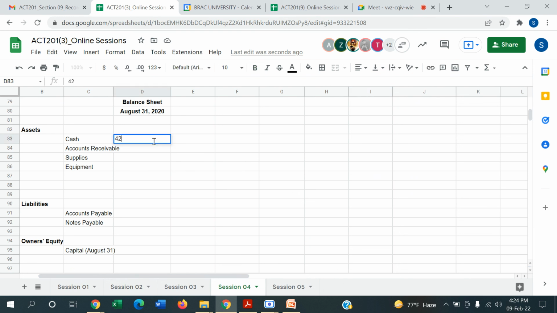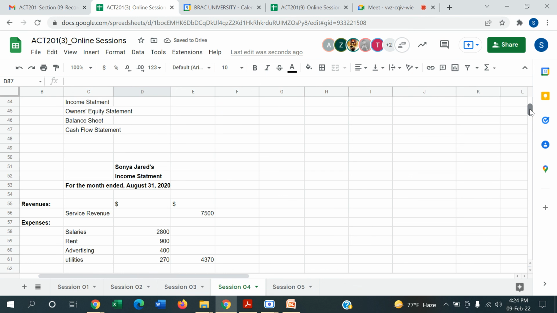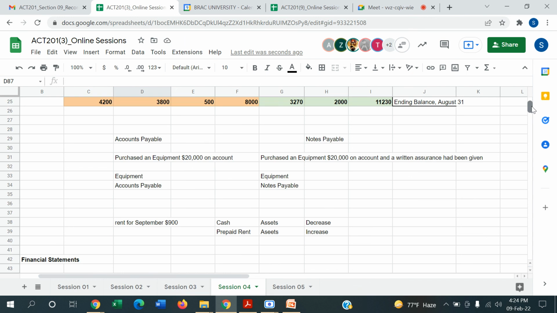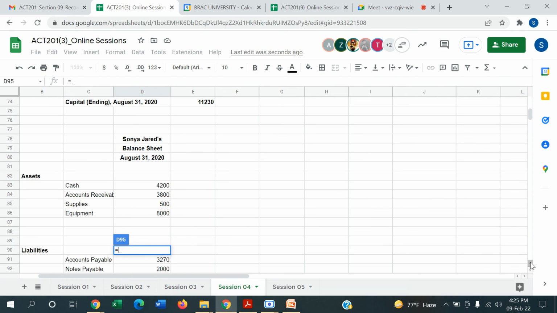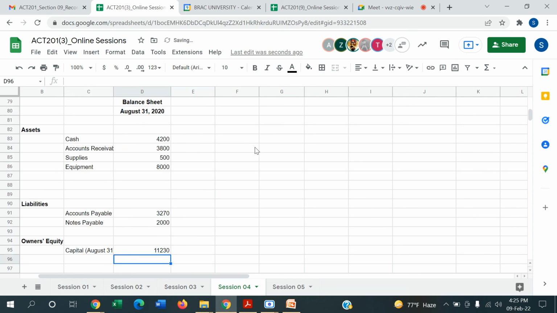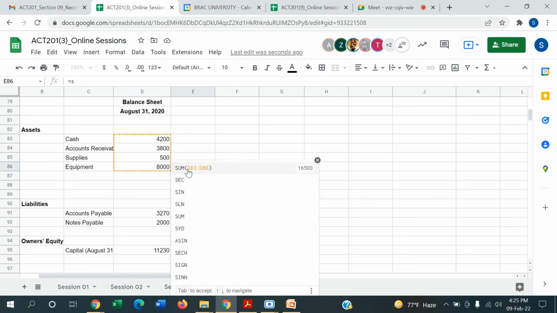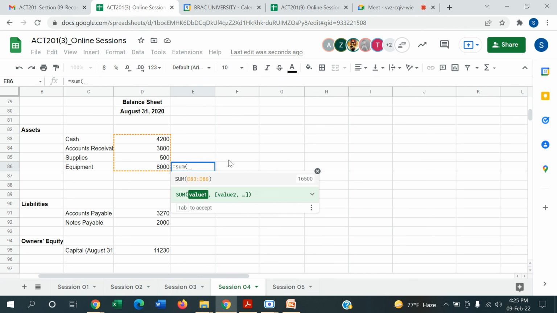So cash 4,200, 3,800, supplies probably 500, equipment probably 8,000. Yeah, 3,270, 2,000, and the capital amount was this one. So that's how we transfer all the information. Now we can find out.